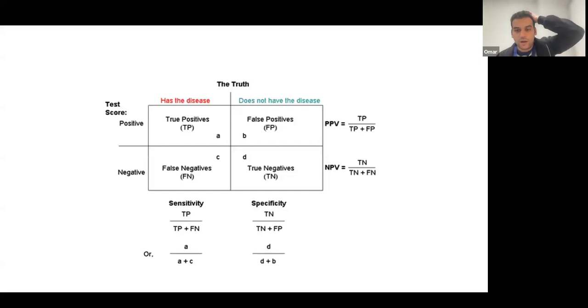Now, here's a question. If you had an AI model that was able to diagnose a fracture and it had a sensitivity of 0.8 but a specificity of 0.3, would you use that AI model in the hospital? Why? Explain the sensitivity of 0.8 and the specificity of 0.3.